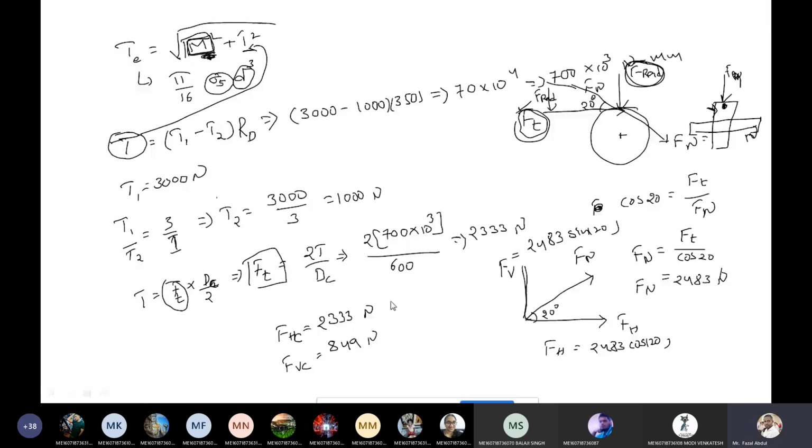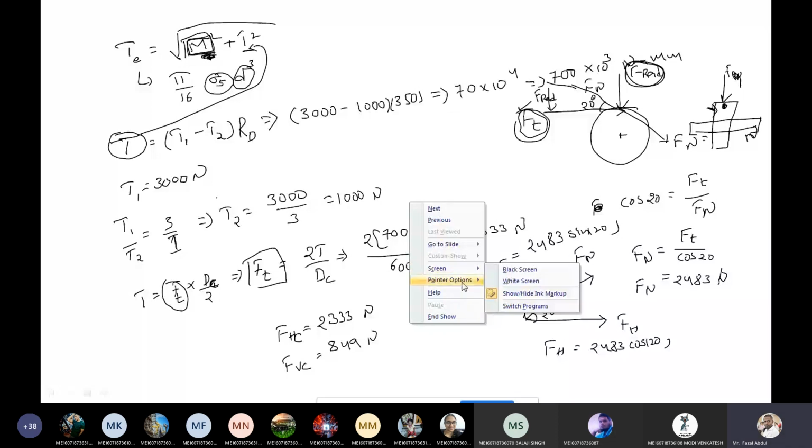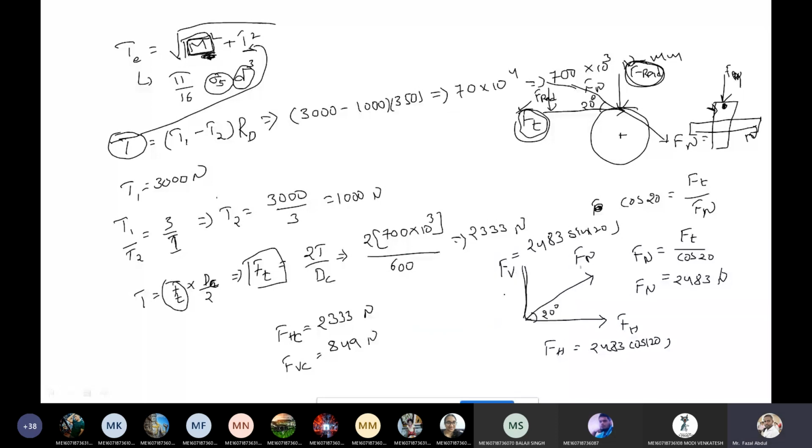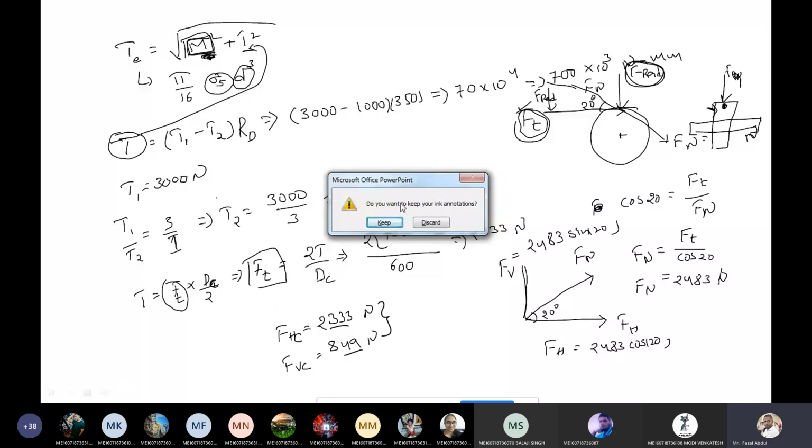Now see here, these are the values you got: horizontal load on the pulley due to gear, and vertical load on the pulley due to gear. These two we calculated. What is the use of these two loads? We need to calculate the total load acting on the shaft. So the total load on the shaft has one horizontal load and one vertical load. So that diagram also you need to represent. Just wait, I will show the diagrams.